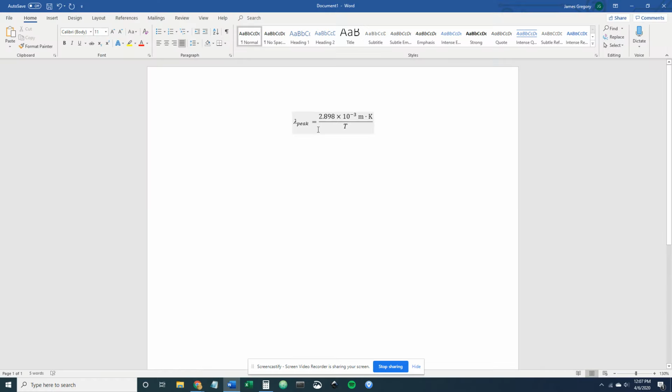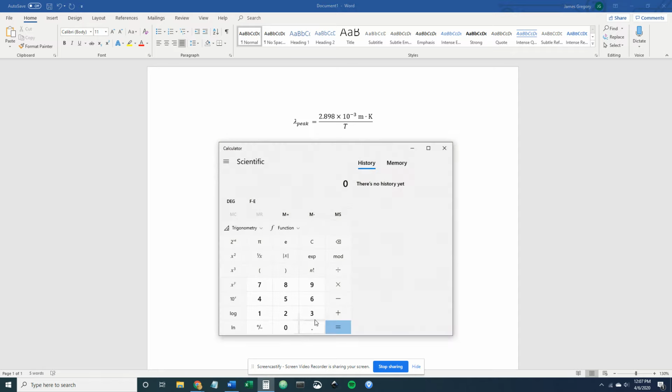Okay, now Wien's displacement law says the peak wavelength of a black body is this constant divided by its temperature. So let's compare the value from the graph to what I might calculate on my calculator using Wien's displacement law. Okay, so let's see, 2.898, excuse me, times 10 to the negative 3. Then let's divide by 3,000 Kelvin.